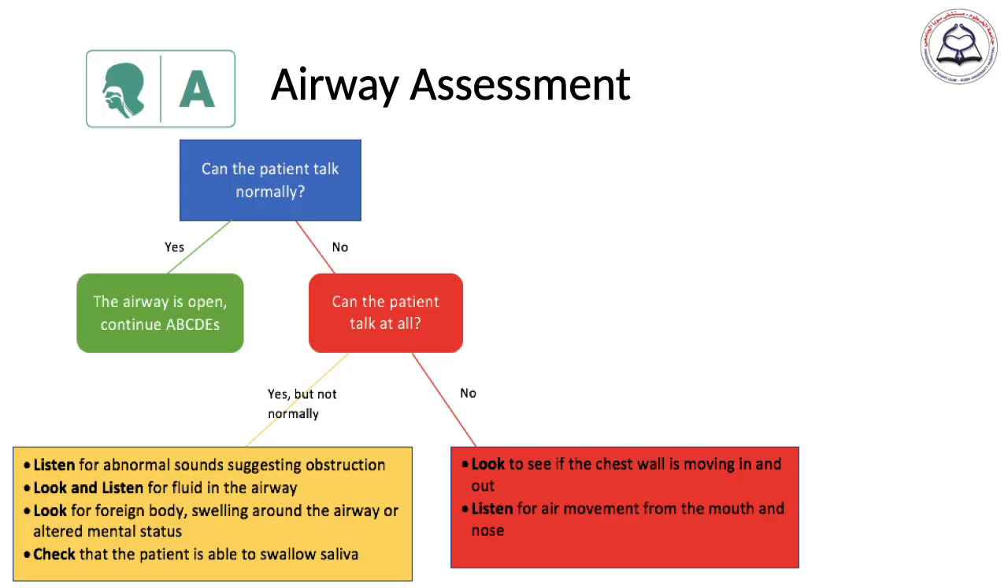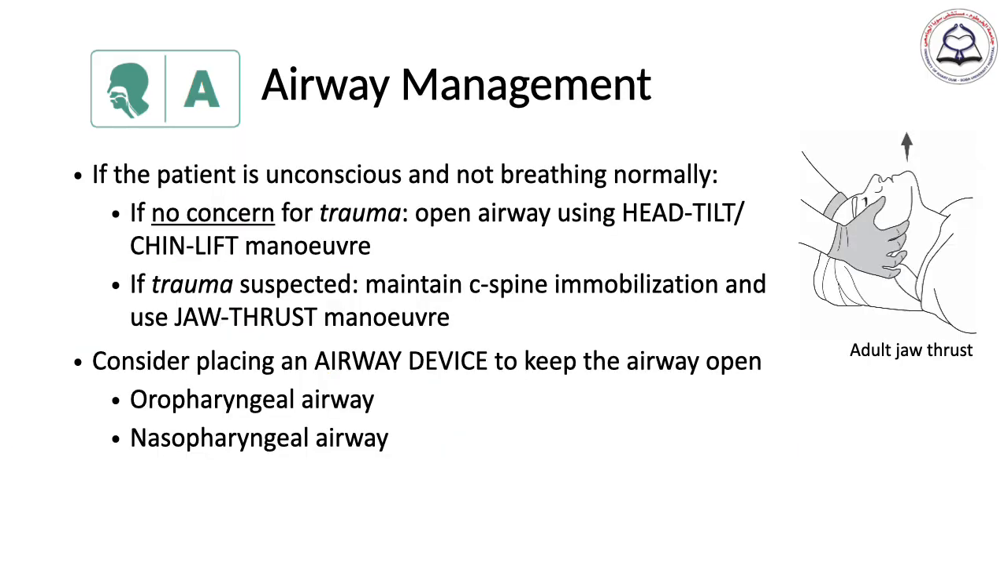If he can talk but the speech is not normal, then you need to listen for abnormal sounds suggesting obstruction, like gargling, a husky voice, and stridor. You need to look and listen for fluid in the airway. You look for a foreign body, swelling in the lip or the tongue, and also you need to assess the mental status and check whether the patient is able to swallow his saliva. After you finish airway assessment, if there is any abnormality, you go to airway management.